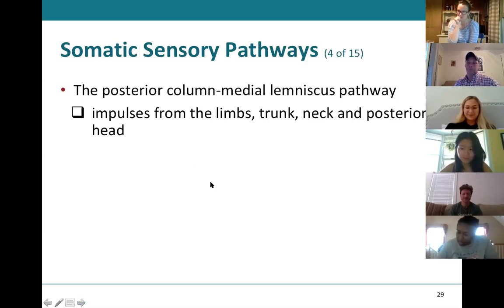Okay, so, posterior column medial lemniscus pathway. How many times have you heard that in your lifetime? I double dog dare you guys. You should go to a bar and try to pick up somebody going, hey, do you want to find out where your posterior column medial lemniscus pathway is? I'm sure there's some deviant out there that might go for it, right?